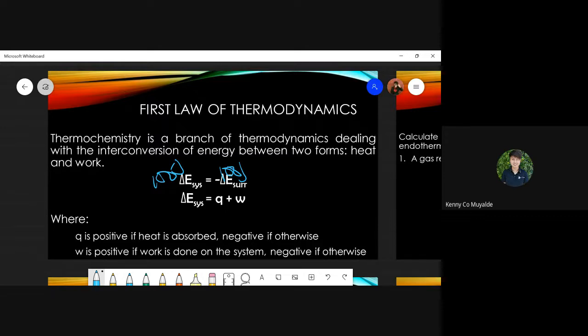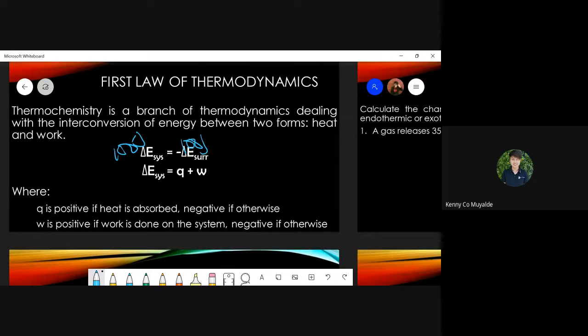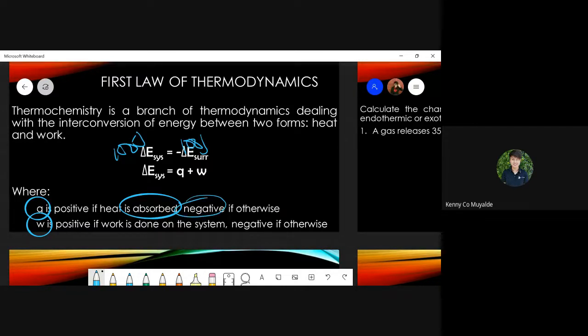So if the system has absorbed 100 joules of heat, then that means the surrounding has released 100 joules of heat. Another way is to compute using Q plus W, where Q is heat or energy, W is work. The value of Q and W could either be positive or negative. The value of Q or heat will become positive if endothermic or heat is absorbed. Q is positive if heat is absorbed by the system. It will become negative if heat is released by the system.